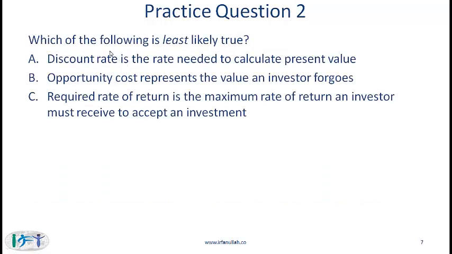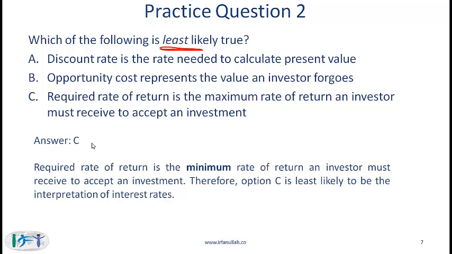Next question. The correct answer is C. The required rate of return is the minimum rate of return. So A and B are correct options. C is not correct because of this. This is a mistake, and since we are looking for least likely true, C is the choice.